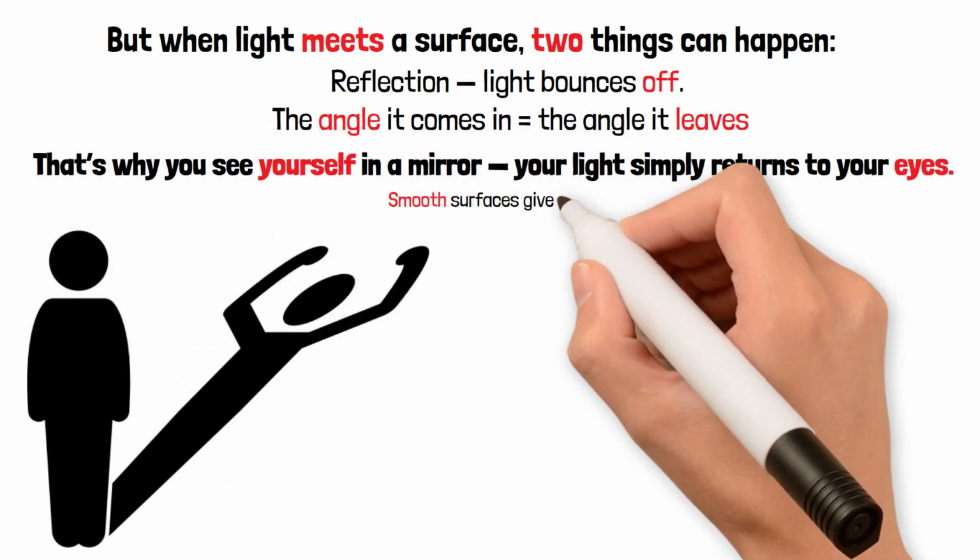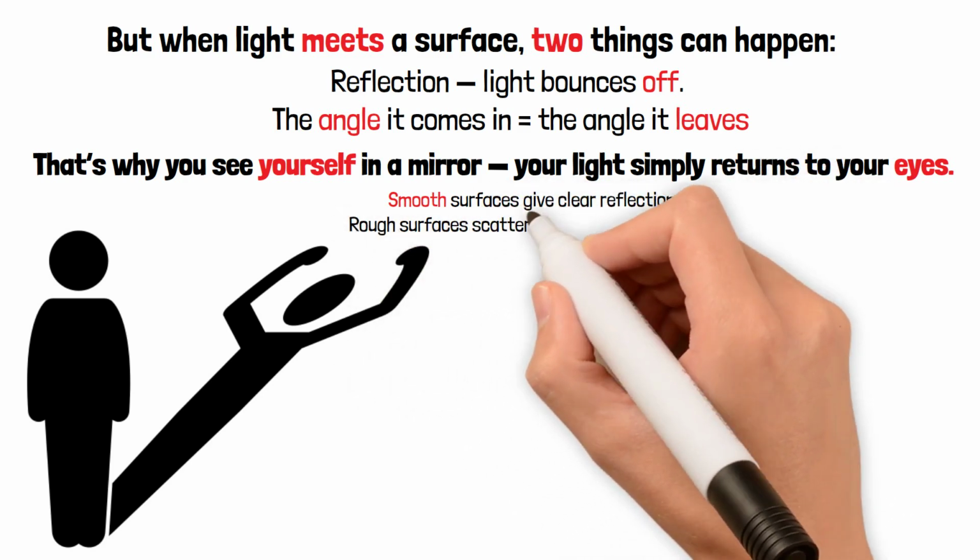Smooth surfaces give clear reflections. Rough surfaces scatter light, so you see no image.